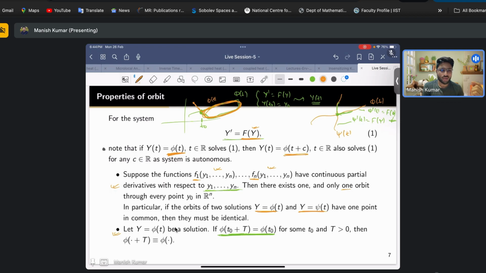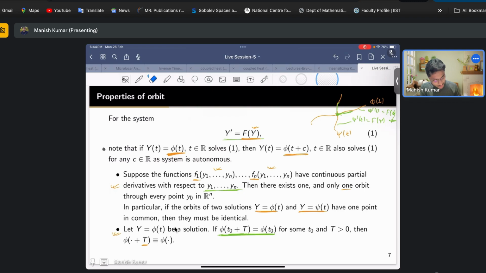Okay, so at a single point if you have some periodicity, this t will be called the period of this function phi. If a solution orbit has this kind of property, that at some t naught and after the time t naught plus t you reach the same point, then for every t it will have that periodicity. This is another property that you have for this orbit.